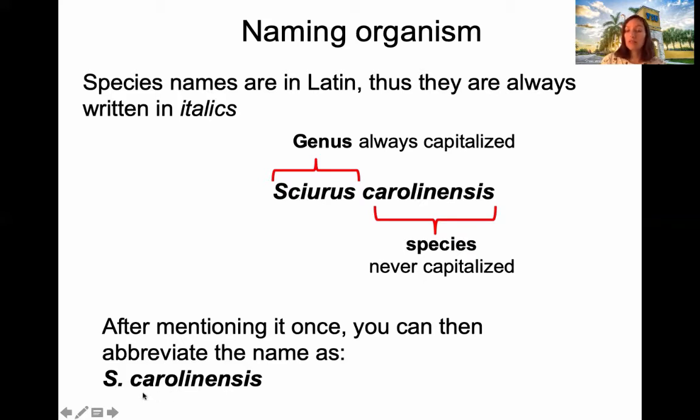But notice that if you're doing this on Word or any word processor, it would automatically add a capital letter after a period. But in a species name, the genus is the only one that is capitalized and the species is never capitalized. So there should not be a capital letter in the C for carolinensis. So this is the species name of the species, Sciurus carolinensis, and only the genus is capitalized. So it's capital S, period, and then carolinensis should be all lowercase. Make sure that when you're typing, your word processor doesn't automatically add capital letters.